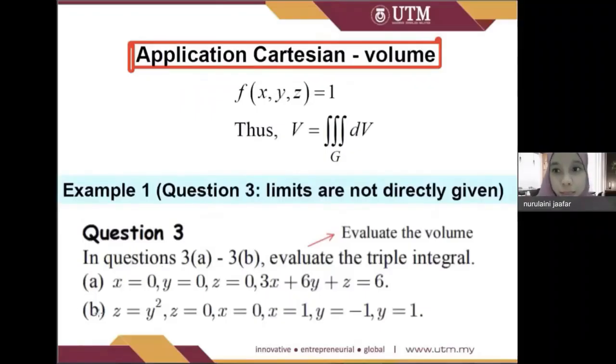So let us see 3b. z equal to y squared, z equal to 0, x equal to 0, x equal to 1, y equal to negative 1, y equal to 1. So from here, actually class, we can know the limits. You can see that z starts from 0 until y squared, and then x starts from 0 until 1, and then y starts from negative 1 to 1.